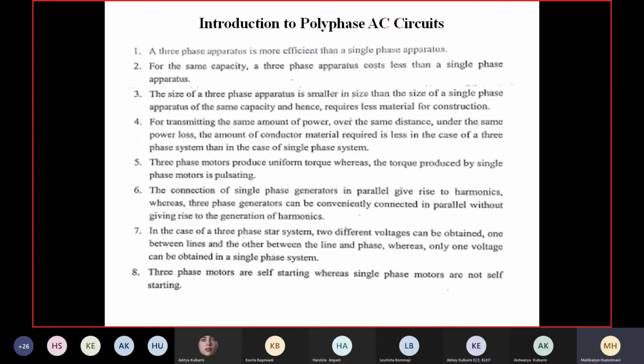Then the next one: the connection of single phase generators in parallel gives rise to harmonics, whereas three phase AC generators can be conveniently connected in parallel without giving rise to any harmonics. What do you mean by this?